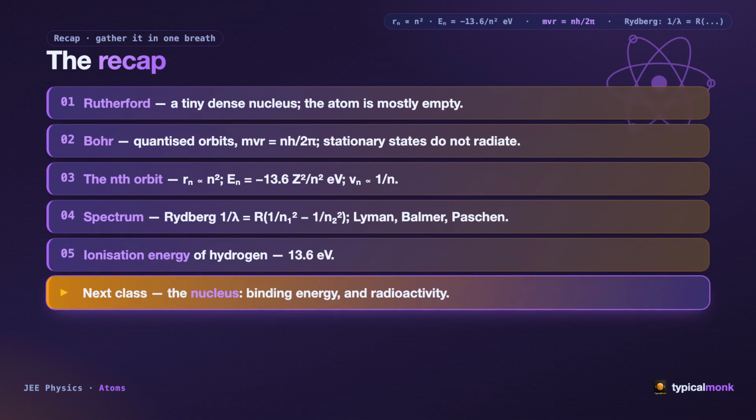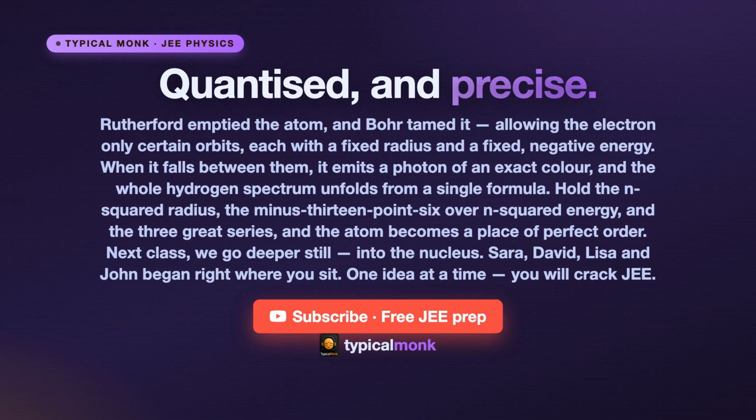Next class, the nucleus, binding energy, and radioactivity. Rutherford emptied the atom, and Bohr tamed it, allowing the electron only certain orbits, each with a fixed radius and a fixed negative energy. When it falls between them, it emits a photon of an exact color, and the whole hydrogen spectrum unfolds from a single formula. Hold the n squared radius, the minus 13.6 over n squared energy, and the three series, and the atom becomes a place of perfect order.